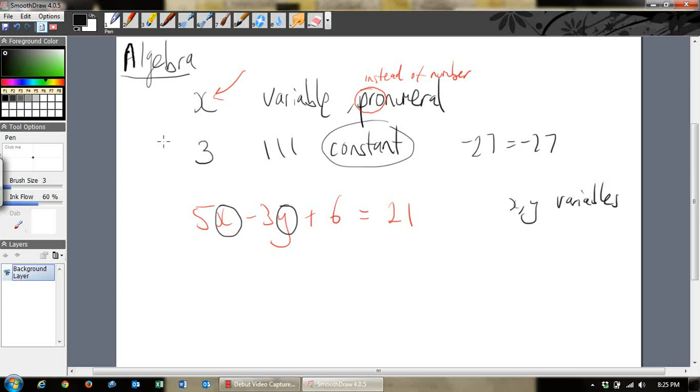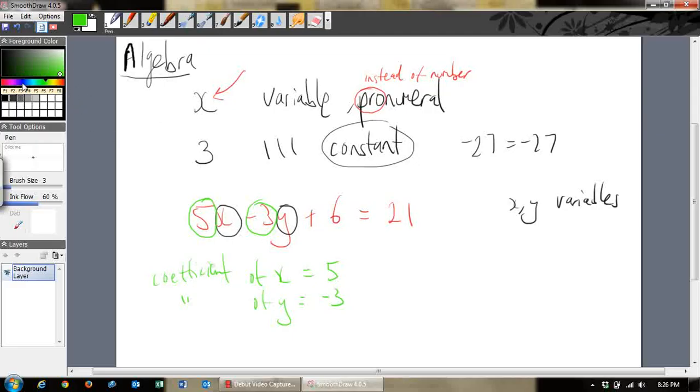What else do we have in this? Anything that's in front of a variable is called the coefficient. Let me write that down. The coefficient of x is just the number that's in front of x. What's the number in front of x? It's 5. It's 5 lots of x, 5 times x. So the coefficient of x is 5. And what's the coefficient of y? It's the number in front of y, which is negative 3.